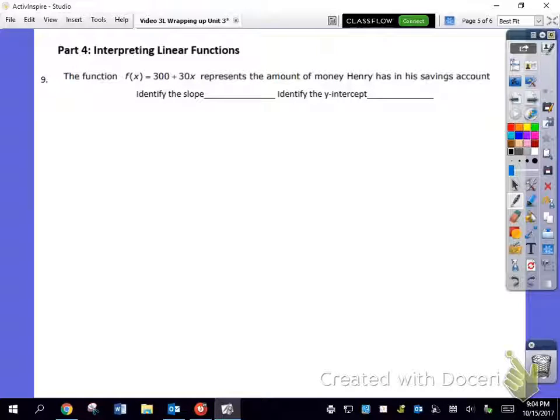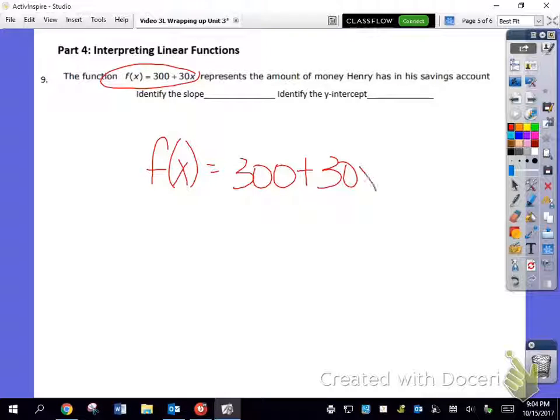On number 9, you have a function, and anytime you have a function, guys, write that down. f of x equals 300 plus 30x represents the amount of money Henry has in his savings account. They want me to identify the slope. Remember, the slope is always the one that's in front of the x. So who has the x? 30. So my slope is positive 30. And then the y-intercept is the one that's just a number. So it's 300. So my y-intercept is 300.